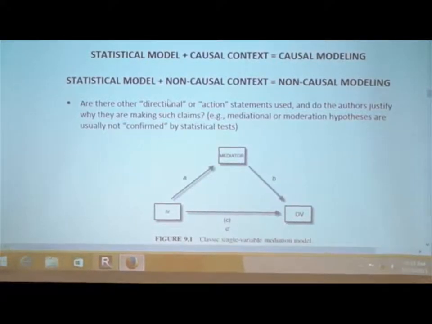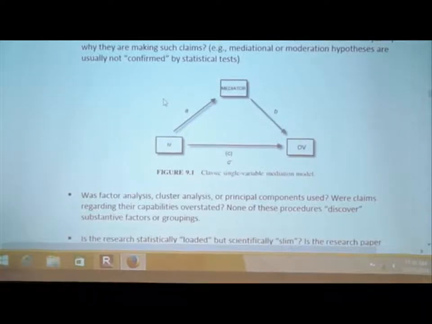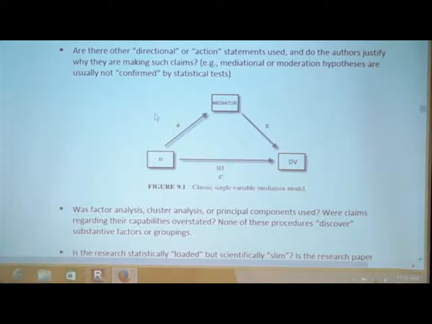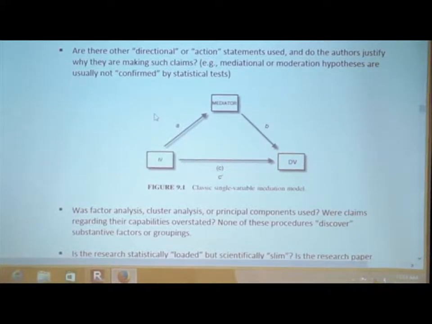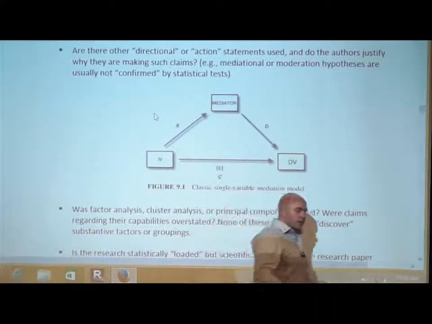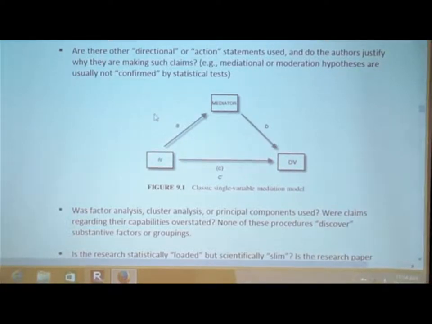Okay. Related to that, we'd like to look for, are there any directional or action statements used? And do authors justify why they're making such claims? Mediation or moderation hypotheses are usually not confirmed by statistical tests. Moderation's a little bit more on solid ground because it's interactions. But mediation, there's lots of room for philosophical debate there. And we need to really be aware of this.